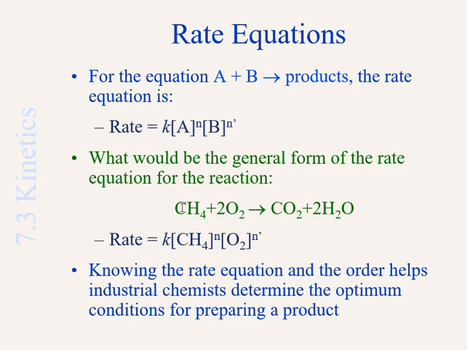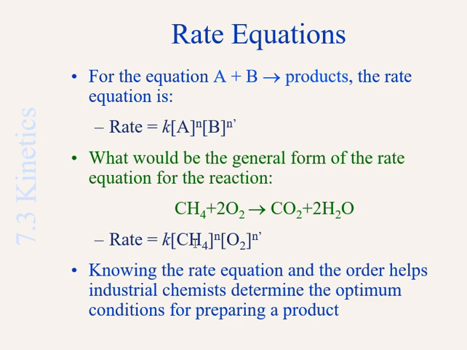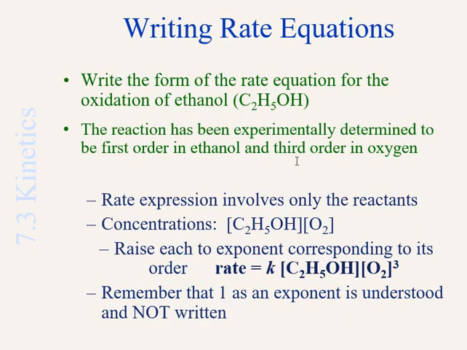Here is an example: methane plus oxygen gas reacting to produce carbon dioxide and water, the balanced equation. It turns out that the rate of this reaction depends on both of the reactants, and it's k times the methane concentration raised to n, times the concentration of O2 raised to n prime. So again, the values of n and n prime have to be determined experimentally.